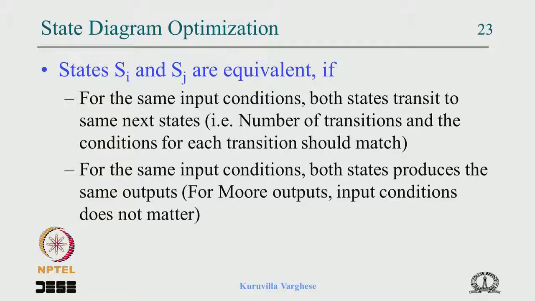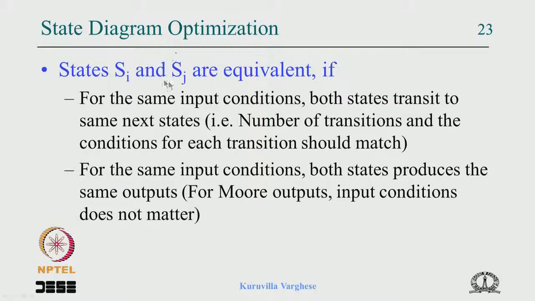With Moore output we don't decode the input, so only the present state matters. Then we can say SI and SJ are equivalent. That means both states transit to the same next state for the same condition. All the transitions, all the conditions should match. These two should produce the same output for exactly the same input condition. If it is Mealy, if it is Moore, just the same output. Then SI and SJ are equivalent.